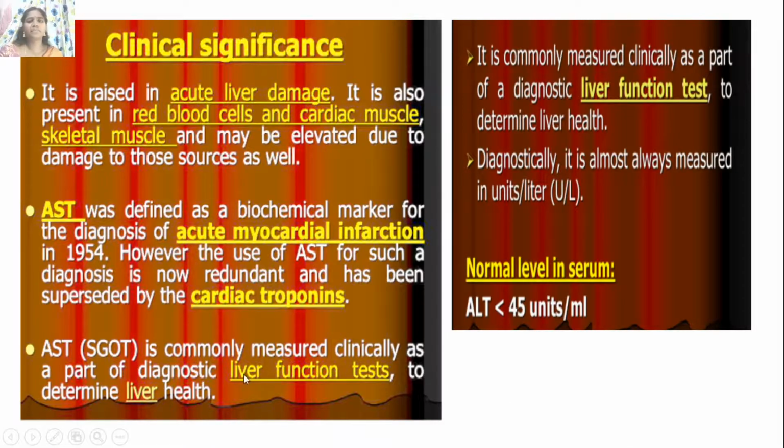The clinical significance: it is raised in acute liver damage. It is also present in red blood cells, cardiac muscle and skeletal muscle, and may be released due to damage to those sources as well. Aspartate transaminase was defined as a biochemical marker for the diagnosis of acute myocardial infarction. However, the use of aspartate transaminase for such a diagnosis has now been superseded by cardiac troponins.